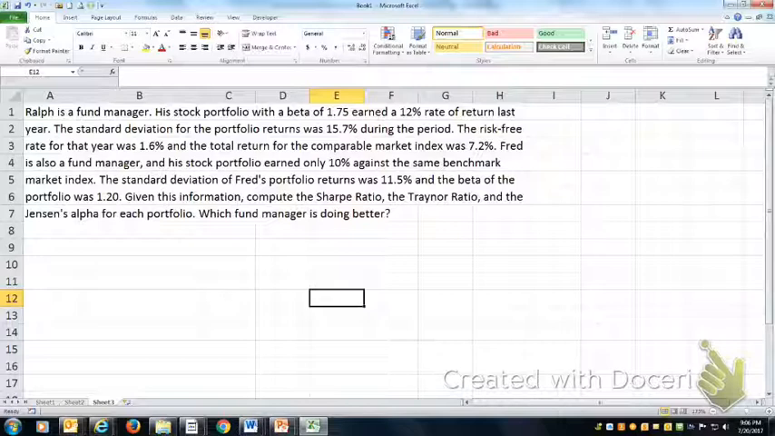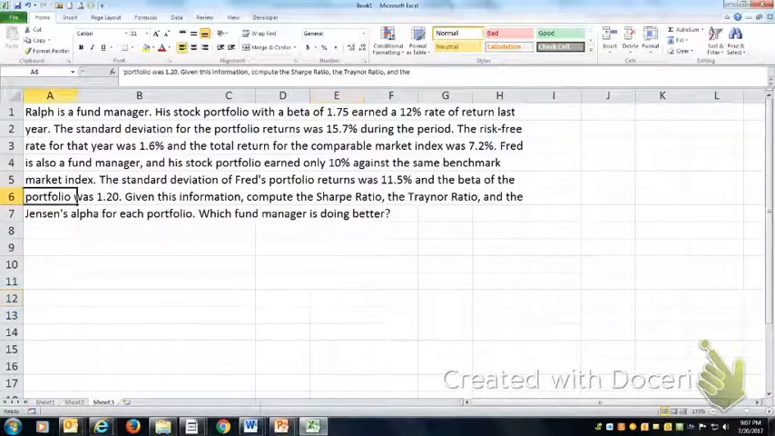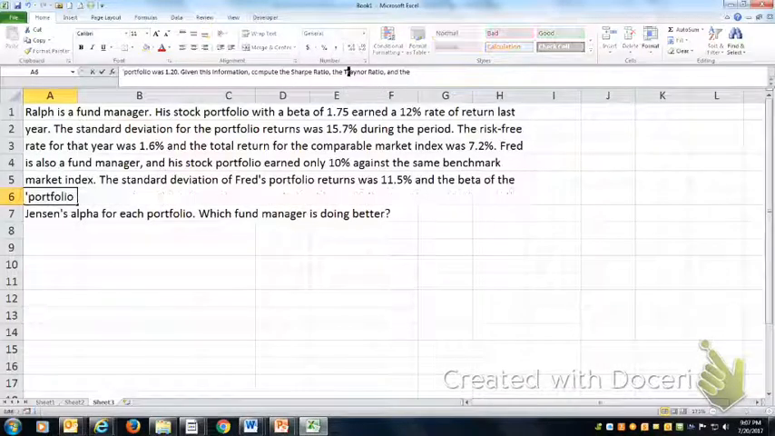All right, so Fred's stock portfolio only earned 10% against the same benchmark market index, so it did worse. However, the standard deviation of Fred's portfolio was also lower, 11.5%, and the beta of his portfolio was also lower at only 1.2. So given all this information, what we want to do is compute the Sharpe ratio, the Treynor ratio, and the Jensen's alpha for each portfolio, so we can comment on which one of them is actually doing better.